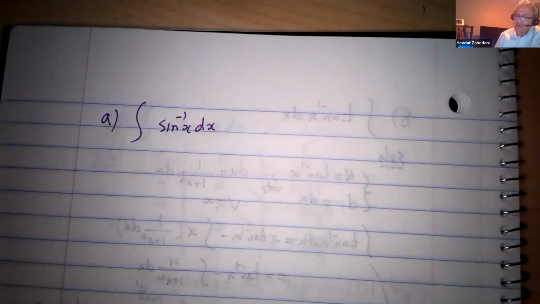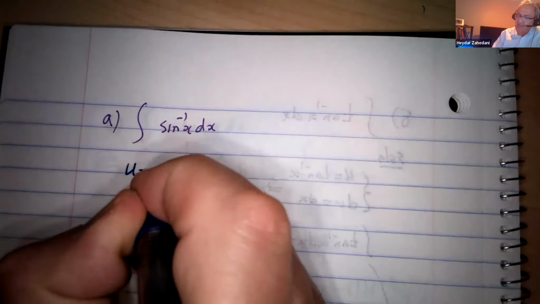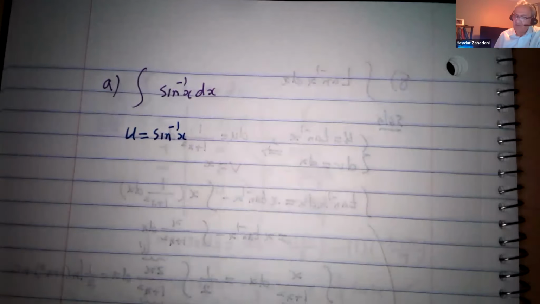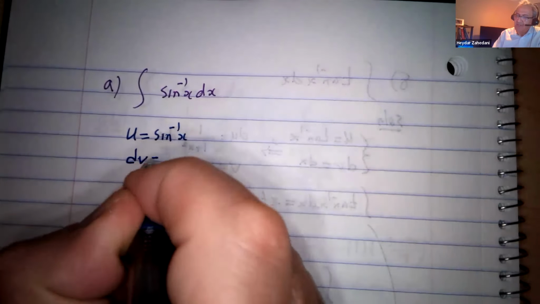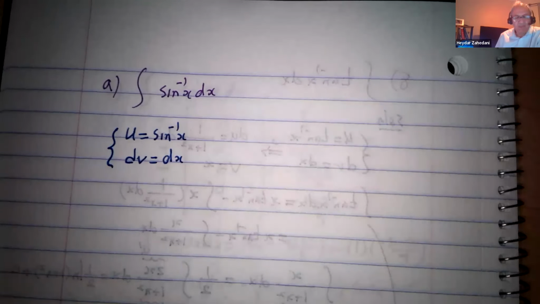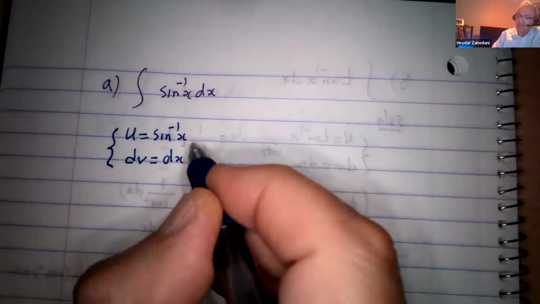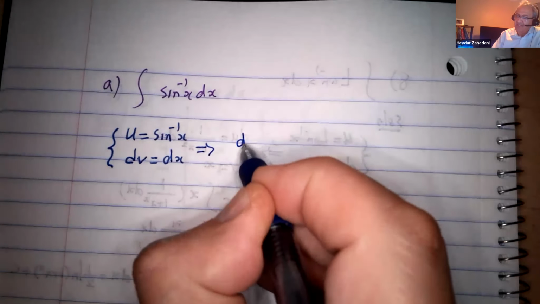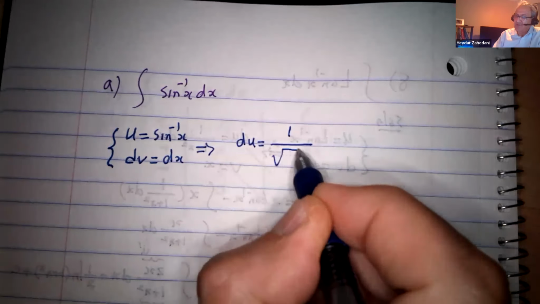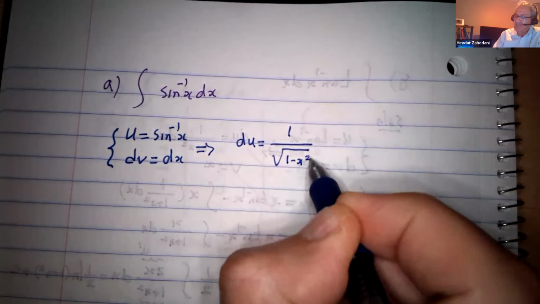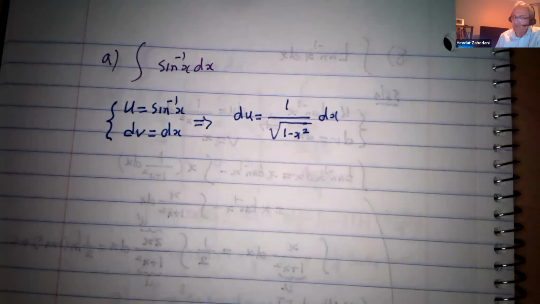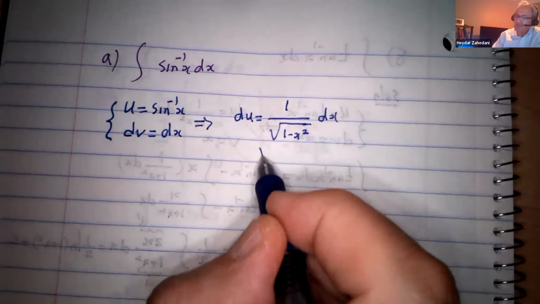Okay, again, integration by parts. The choice is clear. u would be sine inverse of x. So the dv is going to be dx. You have no other option. So from the u, you have to find the du. Derivative, you know that the derivative of sine inverse is 1 over the square root of 1 minus x squared dx.